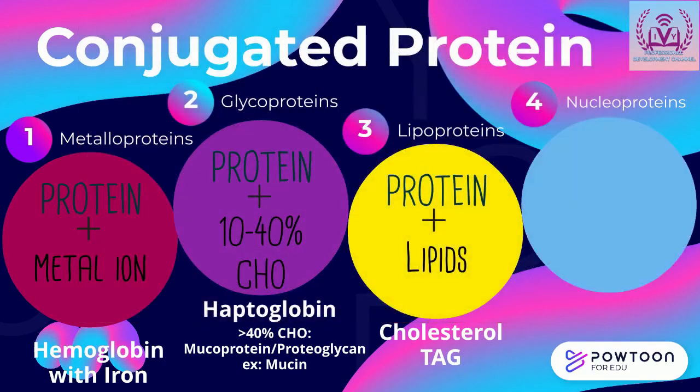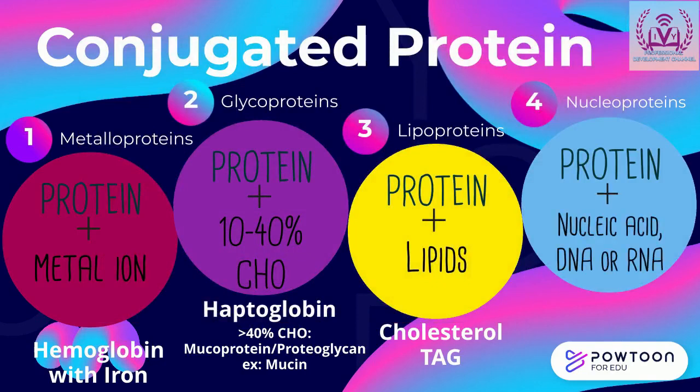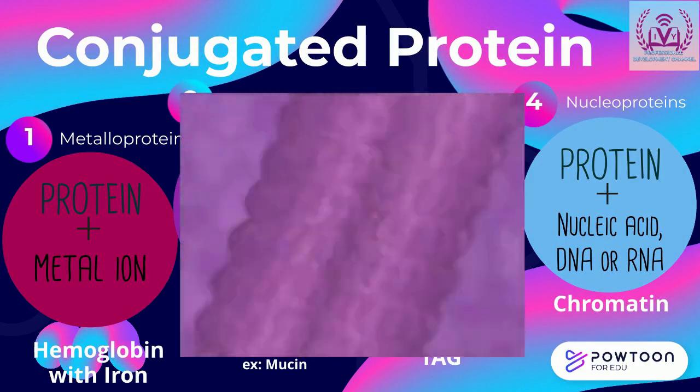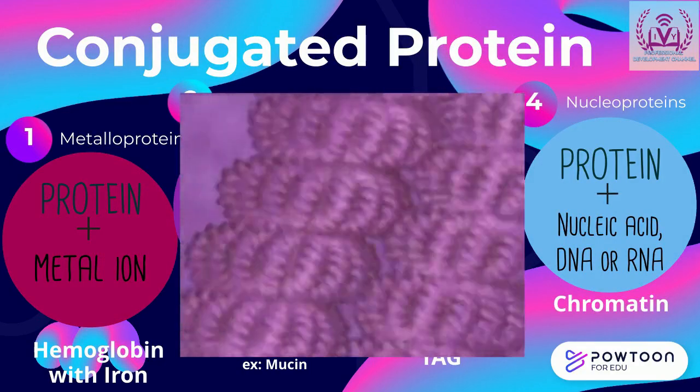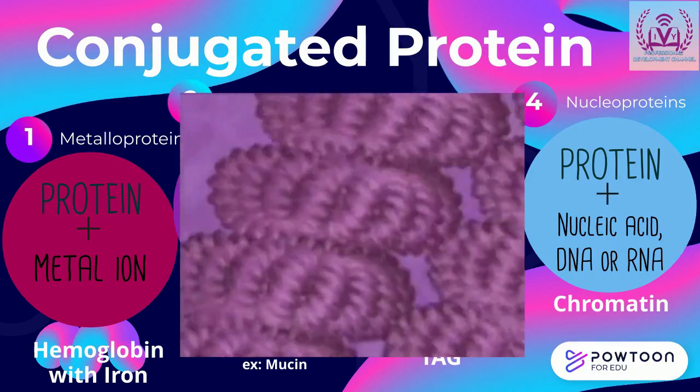And lastly, nucleoproteins are those proteins that are combined with nucleic acids, DNA, or RNA. Chromatin is an example of a nucleoprotein that is a complex of DNA and protein that makes up chromosomes.